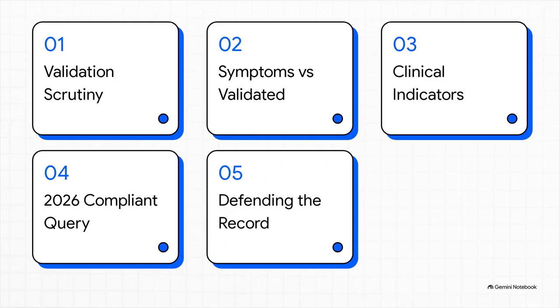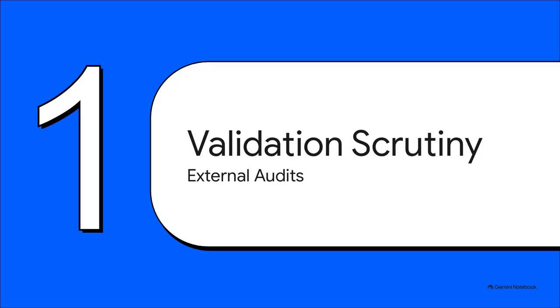Here's our roadmap for today. We'll start with validation scrutiny, compare vague symptoms to validated diagnoses, look at objective clinical indicators, learn how to structure a 2026 compliant query, and wrap up with defending the record. All right, let's dive right into Section 1, Validation Scrutiny and External Audits.